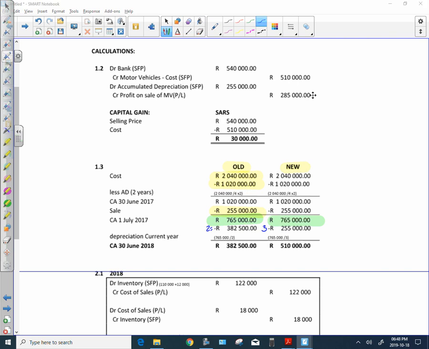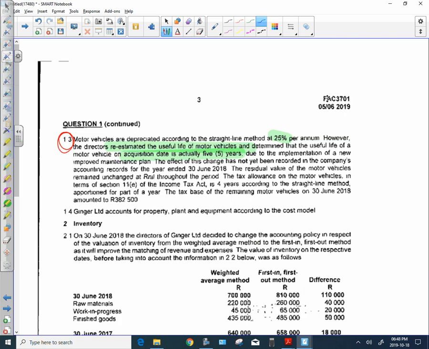Cool. So what needs to happen now is, let's finish reading this paragraph before we jump ahead. Due to the implementation of a new maintenance plan, the effect of this change has not yet been recorded in the company's accounting records for the year ended 30 June 2018. The residual value of the motor vehicles remained unchanged at null throughout the period, and then they talk about the tax allowance. We'll get to that now.